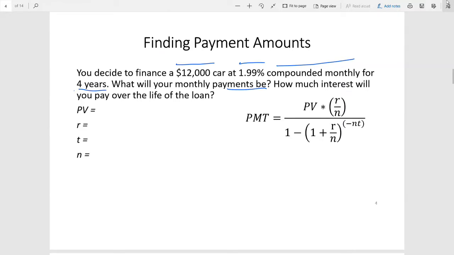Now, compounded monthly means that your interest will be based on the amount of your principal. At the very beginning, your principal is going to be $12,000. As you begin to make payments, you will actually subtract from the amount that you owe. And that's why you have 1 minus (1 plus R over N) to the minus NT here.